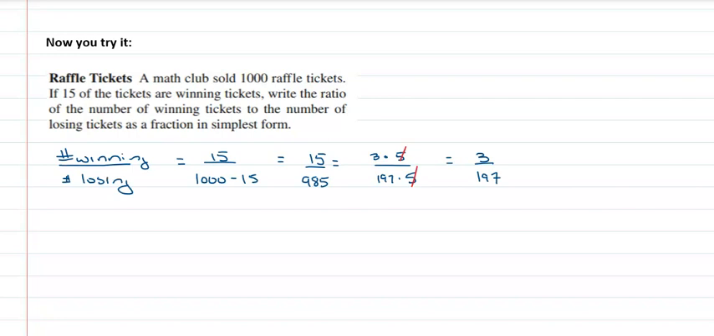This next one is for you to try, so give it a shot and then come back and see what the answer is. Okay, so here's how you do this one. You've got the number of winning to the number of losing. So that's what they asked us to do, right? The ratio of the number of winning to the number of losing. So read it carefully. So you get 15 over 1,000 minus 15, so 15 over 985. Both are divisible by 5, so I factored out and canceled out a 5, and I get 3 over 197, or 3 to 197. All right.